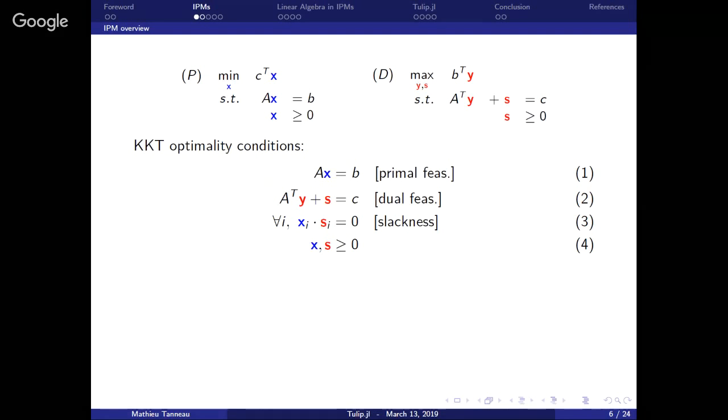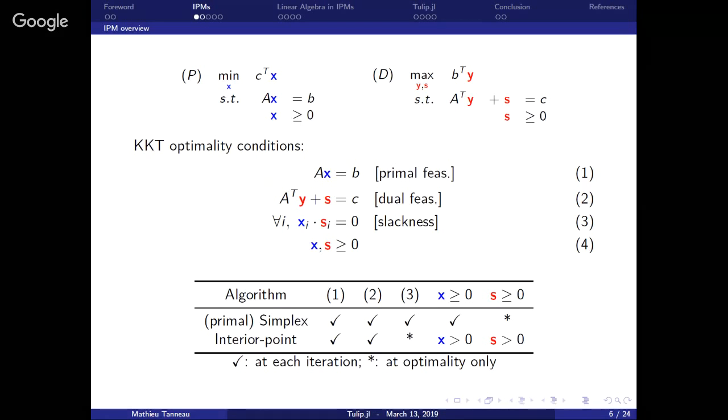Basically, you have primal feasibility, first line, and dual feasibility, and something weird that is called complementary slackness. That tells you that the variable times its reduced cost should always be equal to 0 at optimality. And the fact that your primal and some of the dual variables should be non-negative.